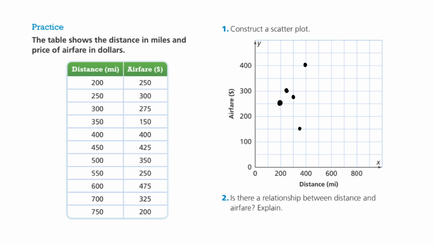450 graphed at 425. 500 graphed at 350. 550 graphed at 250. 600 graphed at 475. 700 graphed at 325. 750 graphed at 200.